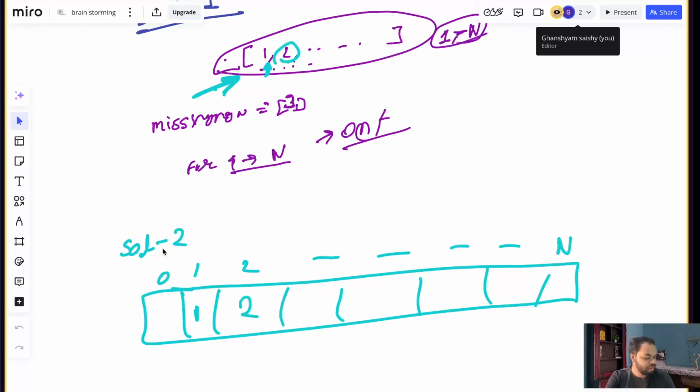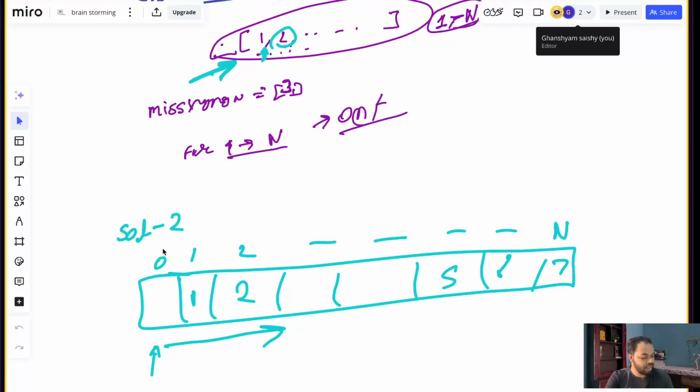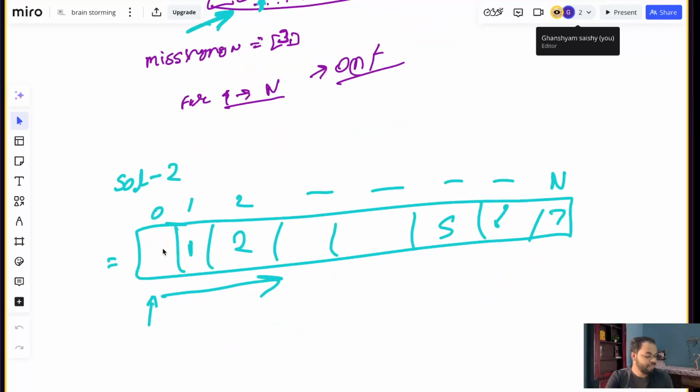Okay, 3 is not present, I don't put anything here. Then 4 is not present, I don't put anything here. And 5 is present, 6 is present, 7 is present. Then next I'll just iterate through this second array, and then I'll get to know, okay, this is missing, this is missing, this is missing. Big O of n.